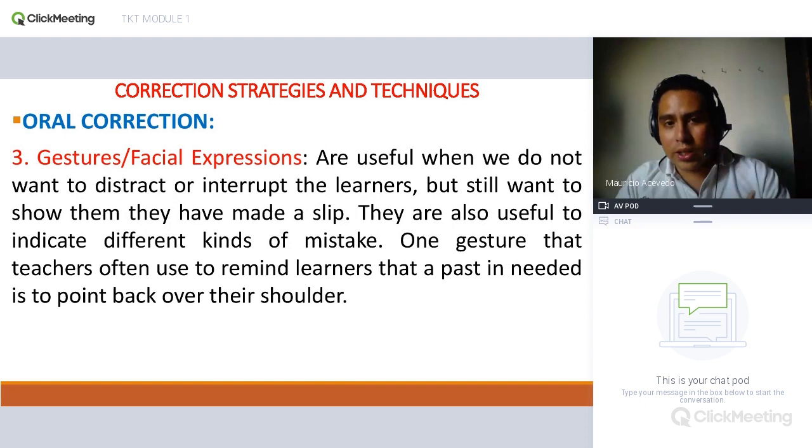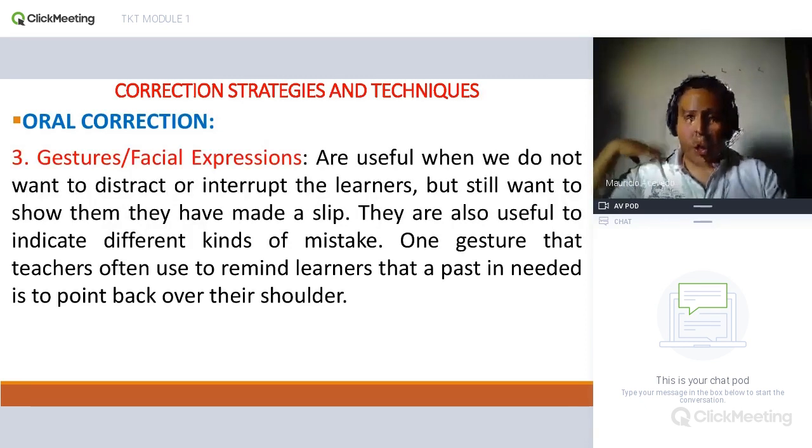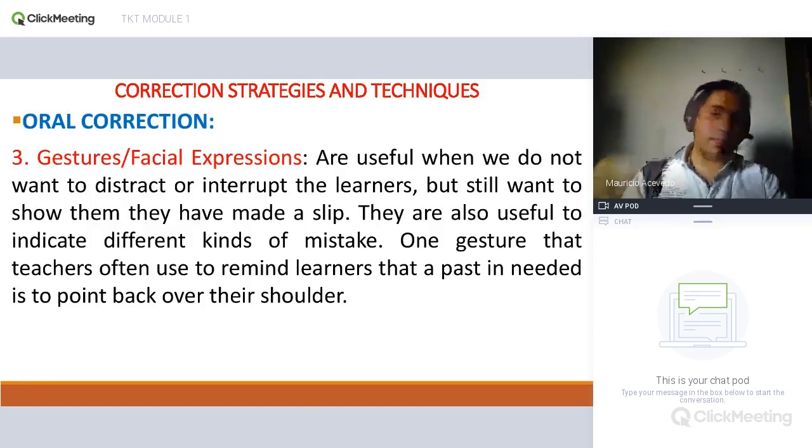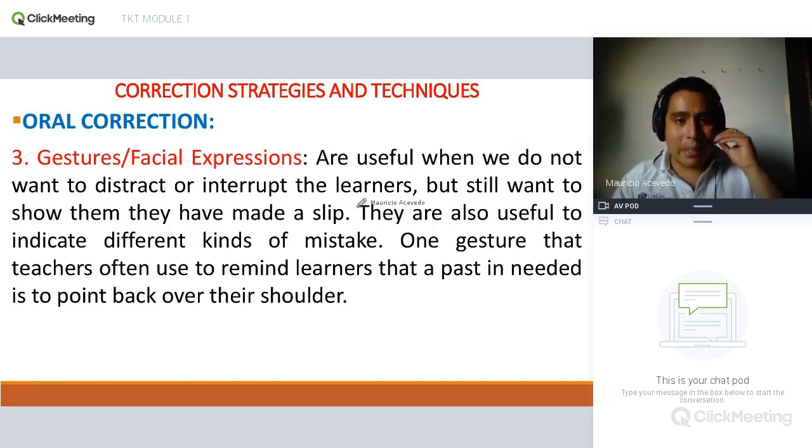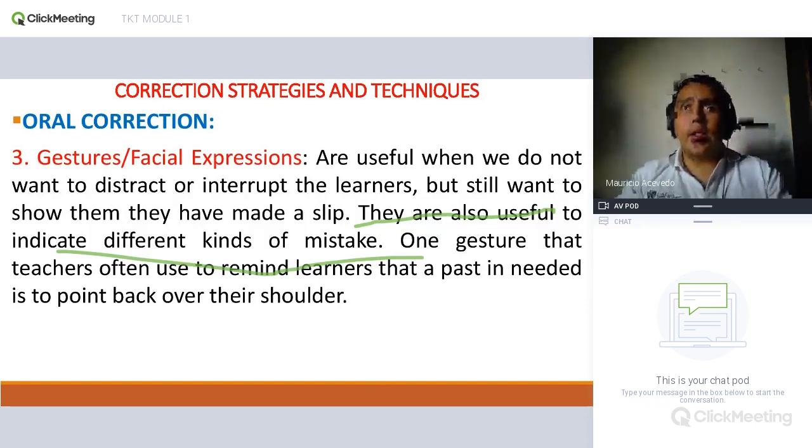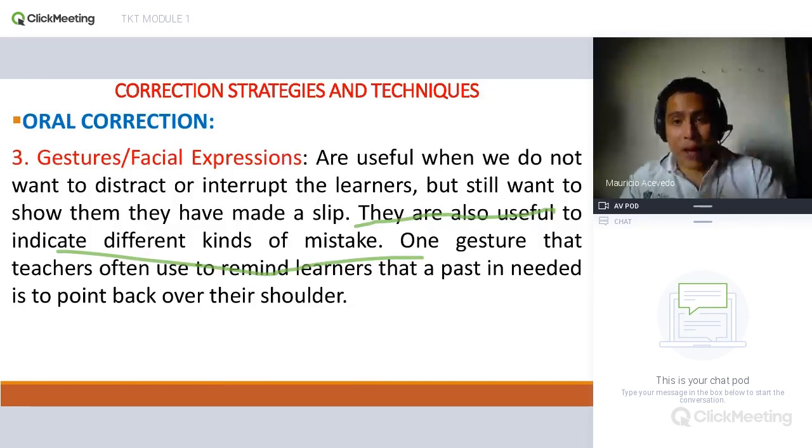One gesture that teachers often use to remind learners that the past is needed is to point back over their shoulder, like in the past, like that. So we turn our face and go toward the shoulder so that we are indicating the past. Here it says something that is very curious: they also use it to indicate different kinds of mistakes. What is this? Maybe if they are having a pronunciation mistake, you can move your mouth, right? You see, that's a facial expression, and they can realize I'm saying something wrong.